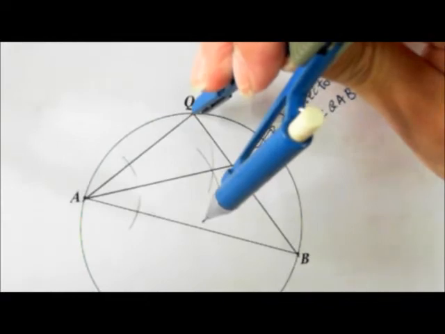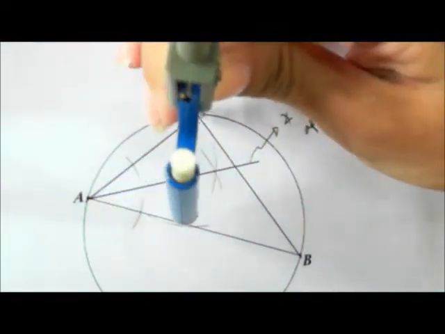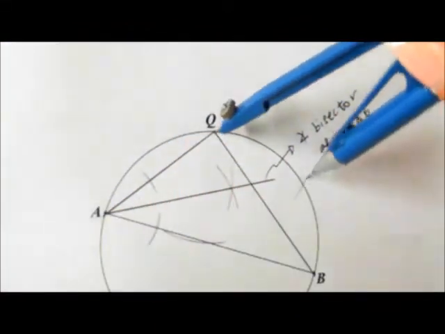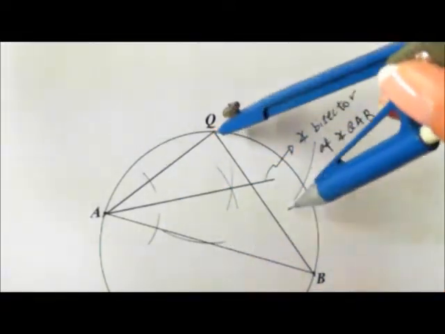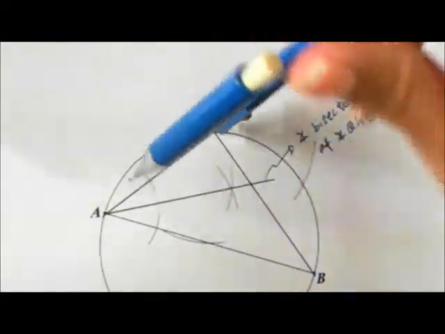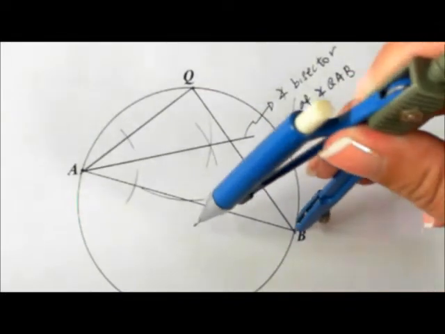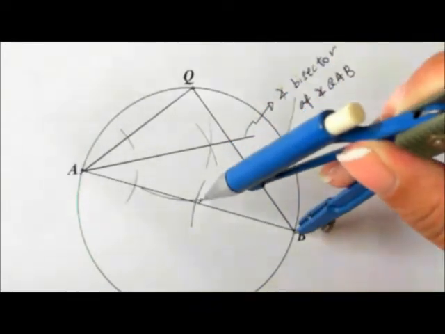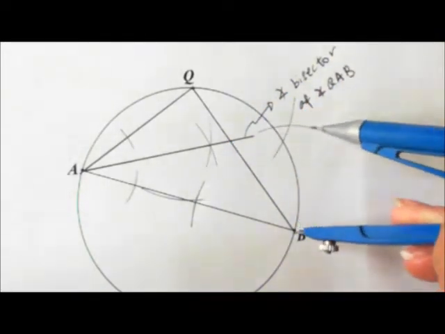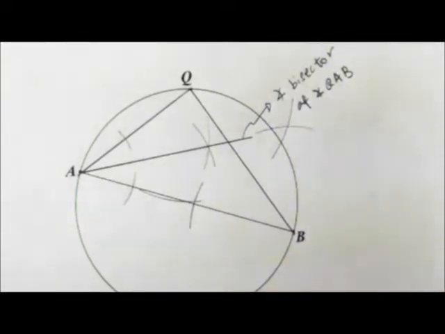Without changing the radius, draw an arc on top and draw an arc below the line QB. So on each side of the line QB, draw an arc. Then put the sharp point at point B and draw an arc such that it intersects the first arc, and draw the other arc on the other side such that it intersects the first arc too.